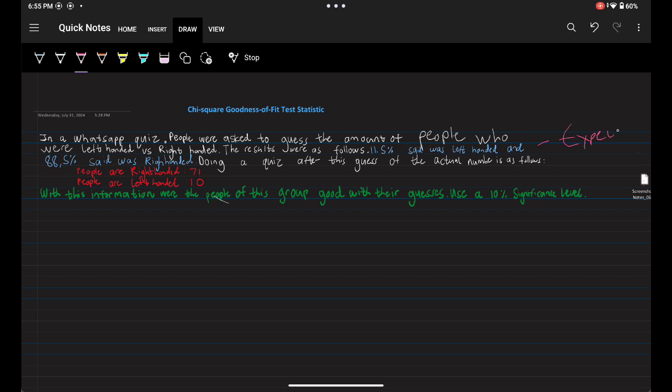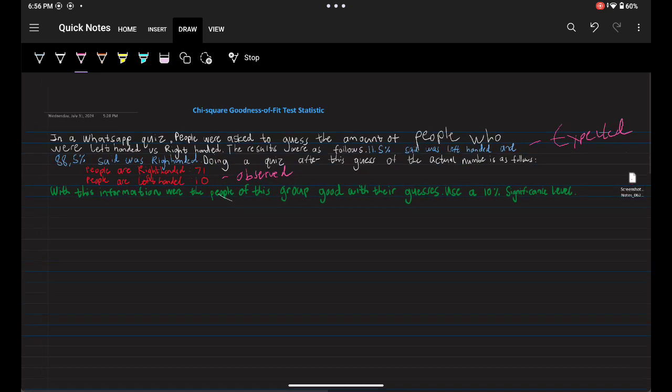So just now we'll do a table. These come from the expected. So expected is the theory. Now, a quiz was conducted afterwards to ask the people, are you left or right-handed? The actual numbers were as follows. People that are right-handed is 71 and people that are left-handed is 10. So what will this be? This will be the observed data.